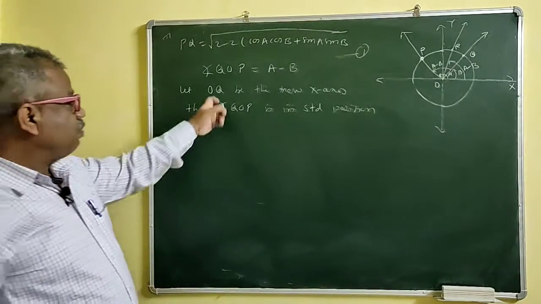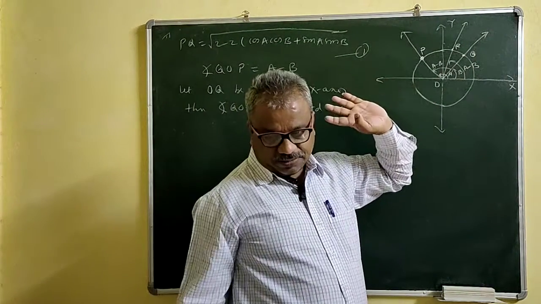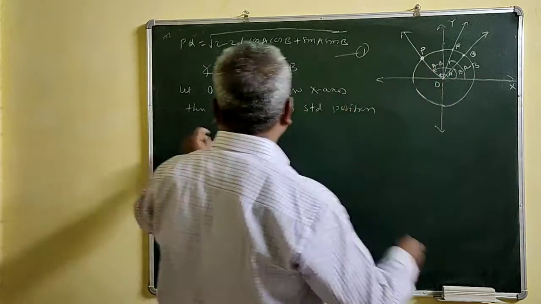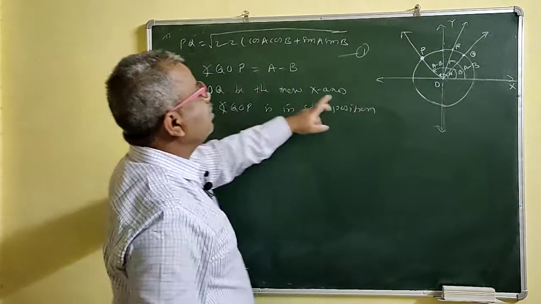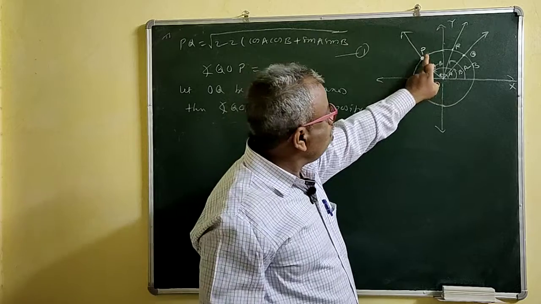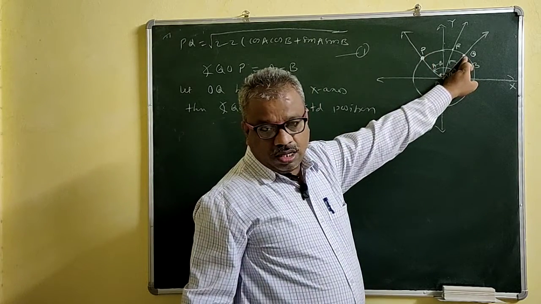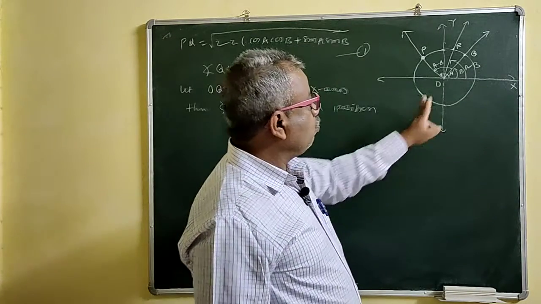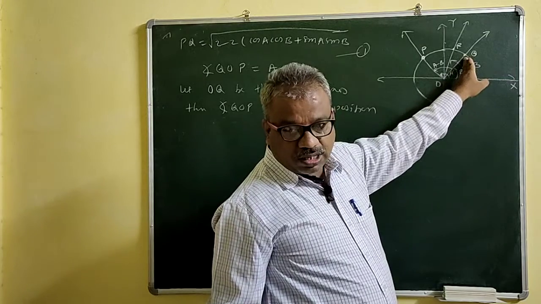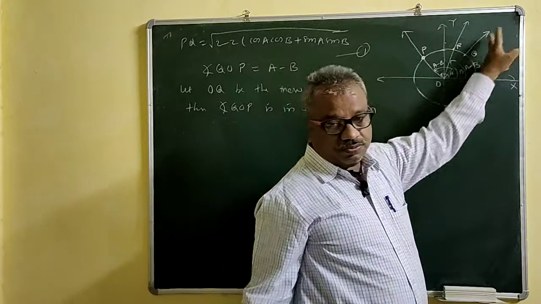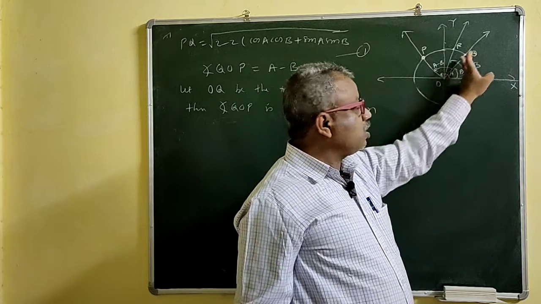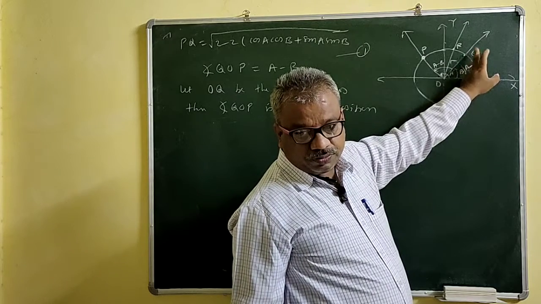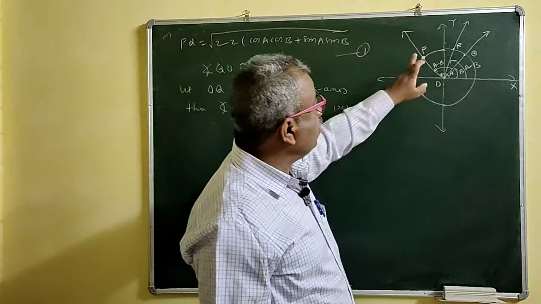After that, you are supposing that your OQ is the x-axis. Then angle QOP is A minus B. Then what are the coordinates of Q? OQ is the radius of the circle, and it is always 1. The distance from the origin is 1, and it is on the x-axis. Therefore the coordinates of Q will be 1, 0. And the coordinates of P is what?